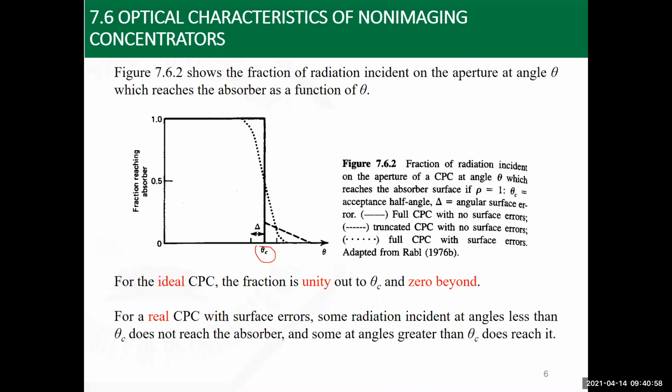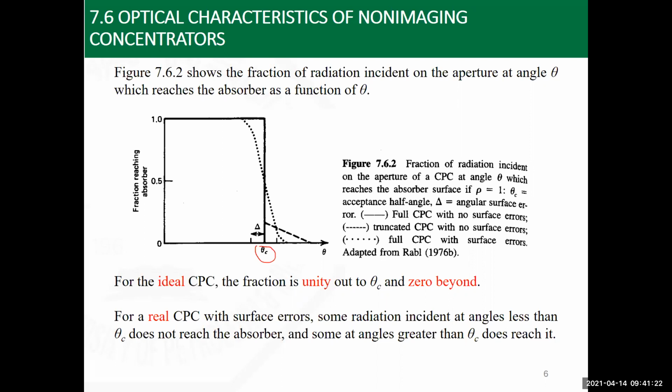So we're talking about three cases here. The solid line is the ideal case. The dashed line is in case of having a truncated collector. And the dotted line is the one that represents the case: what if we have some sort of errors in the surface?